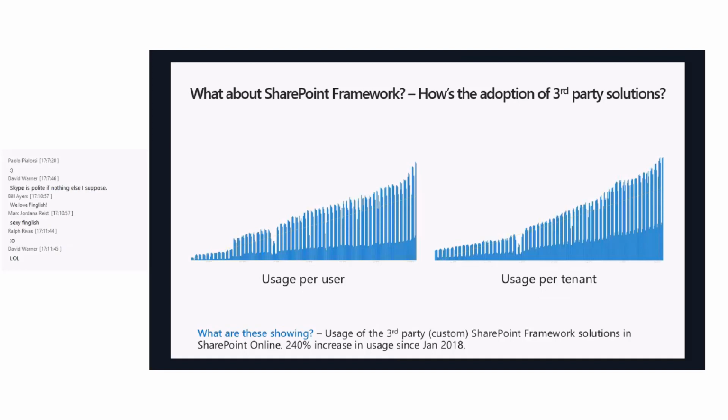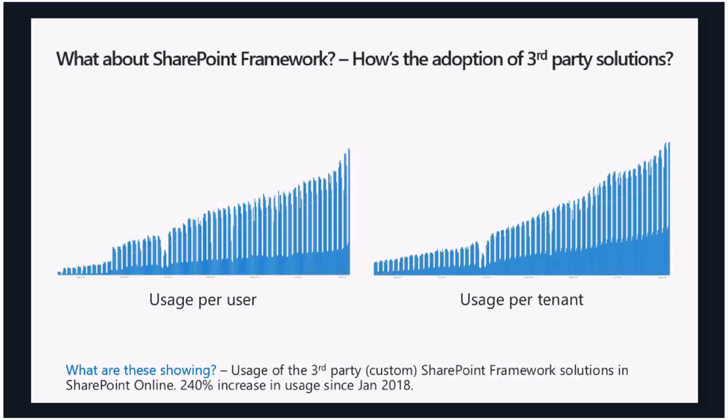And the usage is skyrocketing. We are bypassing every single other customization model and supported even API model in Office 365. So SharePoint Framework is by far the most widely used customization model in Office 365. As an example, we grew adoption of SharePoint Framework 240% from January 2018. So we went GA with SharePoint Framework in February 2017. Even during this year, we grew 240% from an adoption perspective. And it actually keeps on skyrocketing even more.